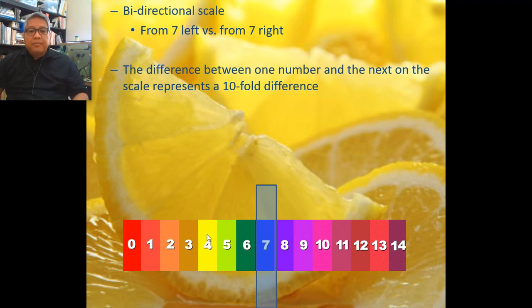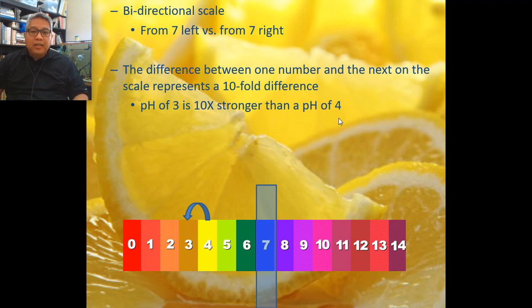Now, as you move further away from 7, if you're going to the left, it will become more acidic. If you're moving to the right, as you move further away from 7, you become more basic. Now, just to give you an example, a pH of 3 will be 10 times stronger than 4.